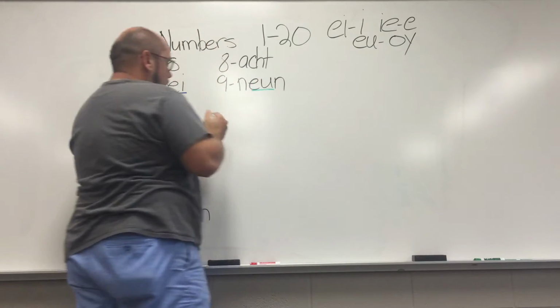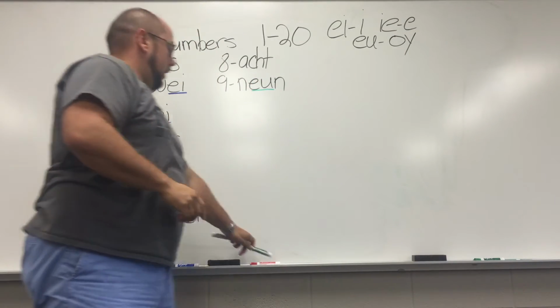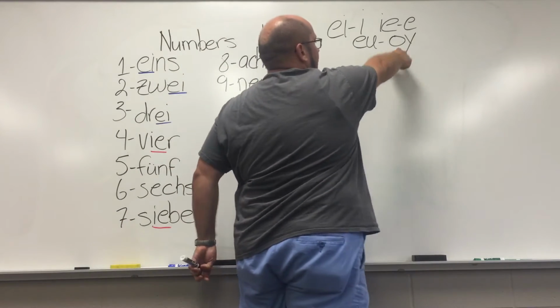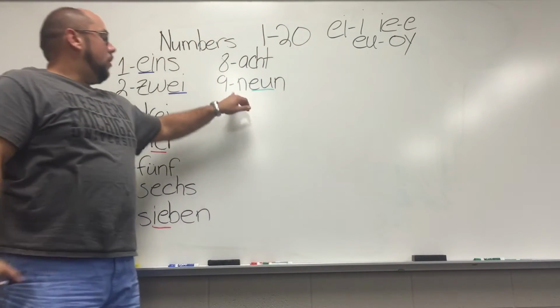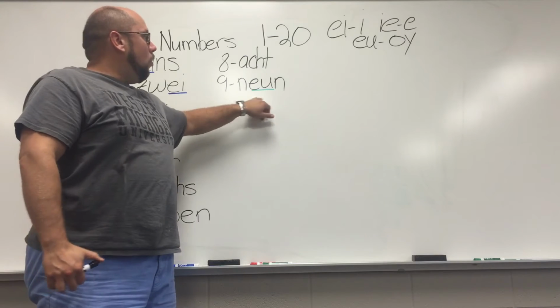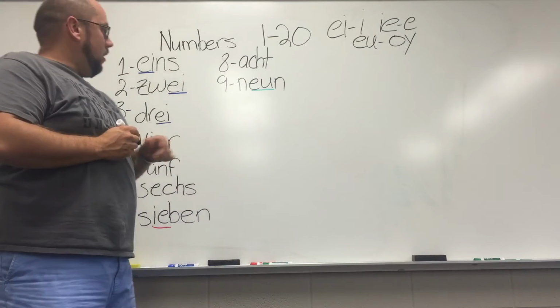So we have our EU letter combination, and like I mentioned before, that makes the oi sound. So we have neun. Neun is the number 9.